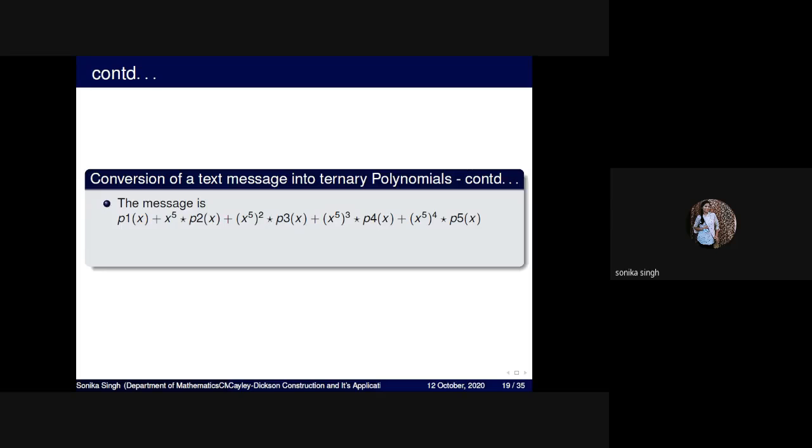So corresponding to the data message hello, the coefficients of the ternary polynomials are 0 0 -1 -1 0, -1 0 -1 0 1, 0 0 0 1 1, 0 0 0 1 1, 0 1 0 1 1. So till here we have converted our data message into the form of ternary polynomials.